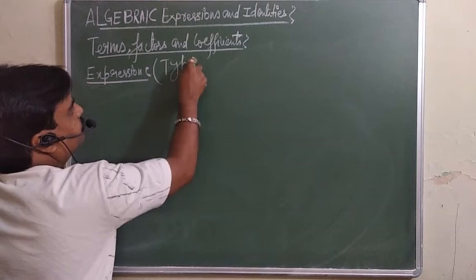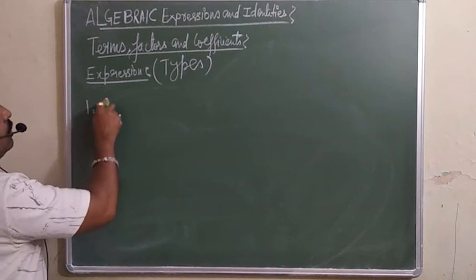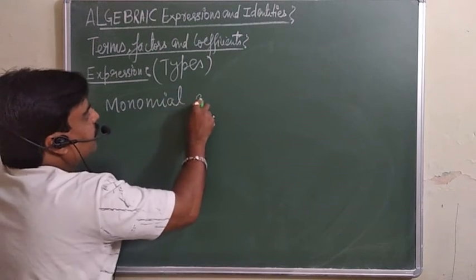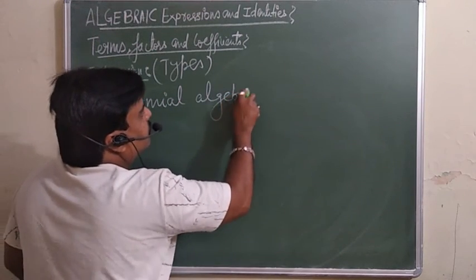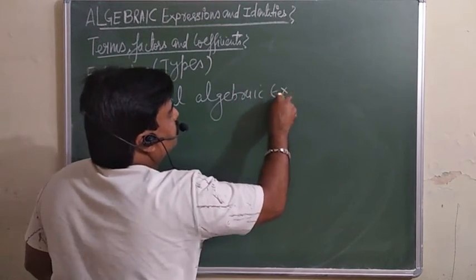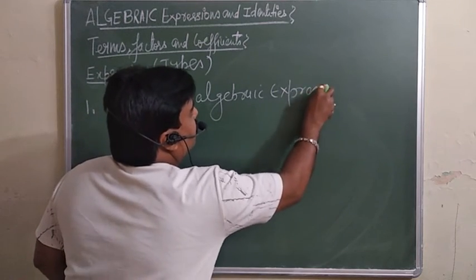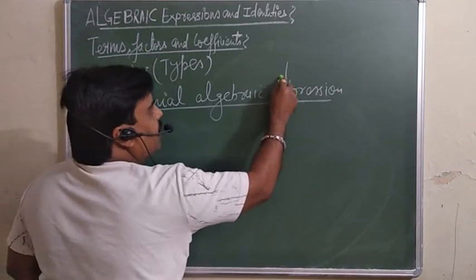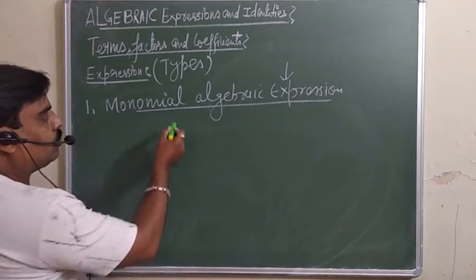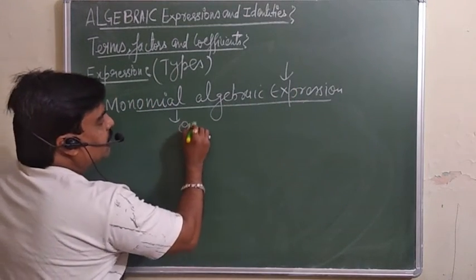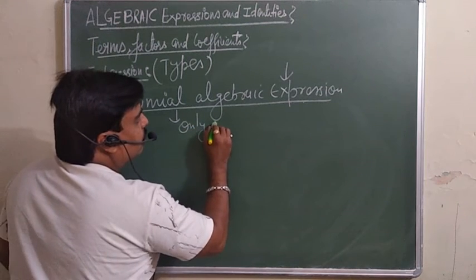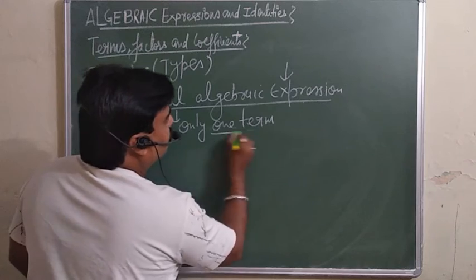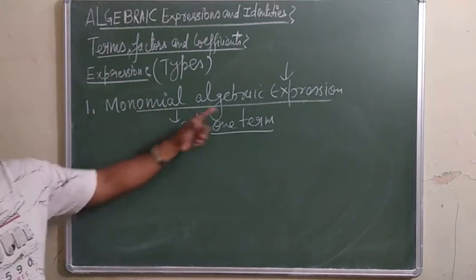Types. First is the monomial algebraic expression. कोई भी algebraic expression monomial कब होगा? In any algebraic expression, only one term is there. केवल एक term, only one term. The expression has only one term. Then you can say that is the monomial algebraic expression.